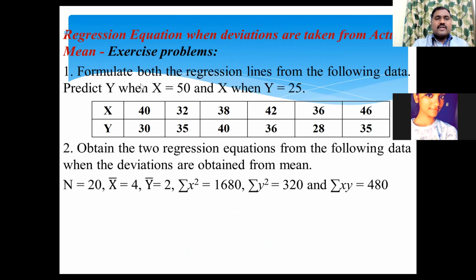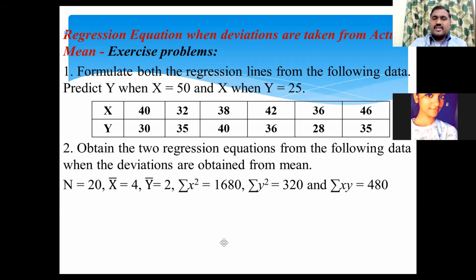Now this is a problem. They're asking you to formulate both the regression lines from the following data, and they've given x and y. Now tell me, for the first problem, which one do we have to use: b of xy equal to summation xy by summation x square, or r into sigma x by sigma y? Which formula do we have to use?